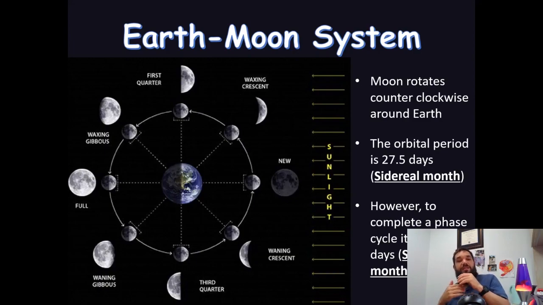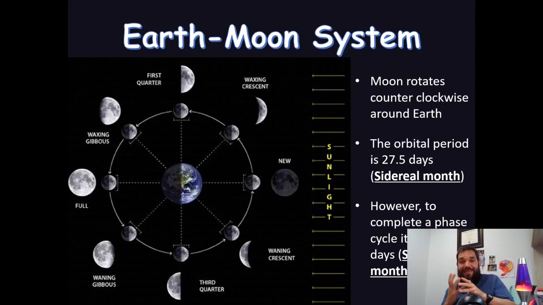It's because simultaneously as the moon goes around the Earth, the Earth and the moon are also going around the sun, and that changes our position relative to the sun. And of course, if we're keeping track of the days using the sun, that's going to throw everything off.